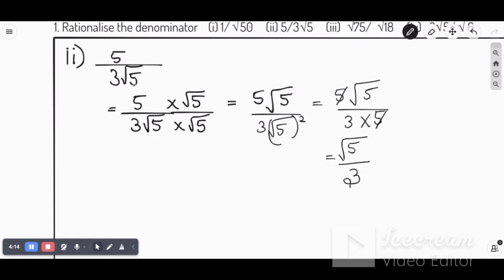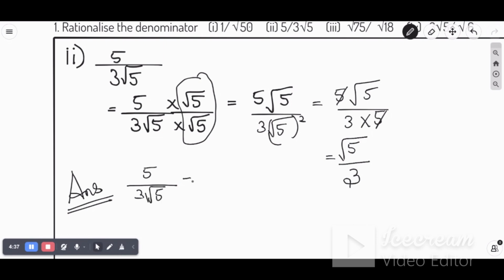So did you understand this? Just multiply your numerator and denominator with the same irrational number to rationalize the denominator. So your answer will be 5 by 3 root 5 is equal to root 5 by 3.